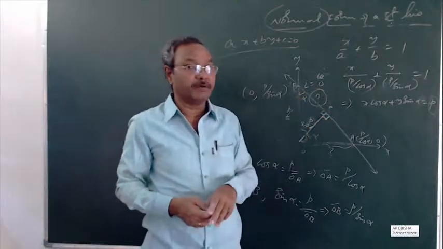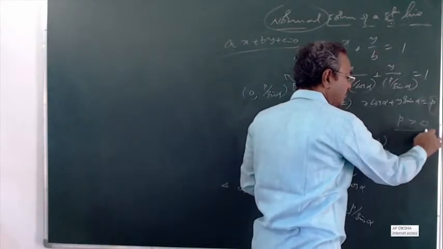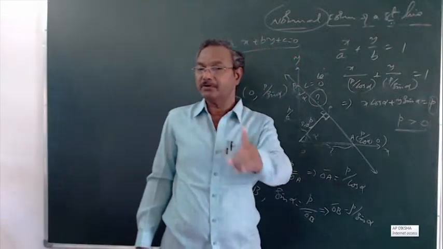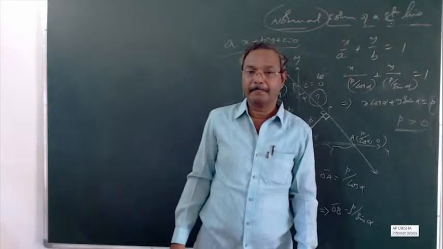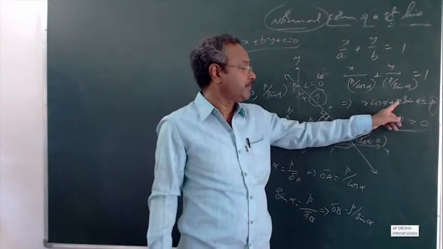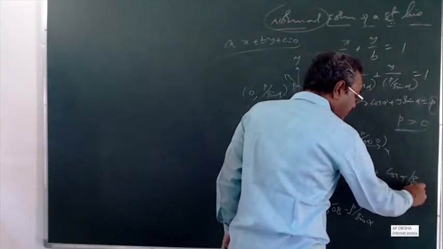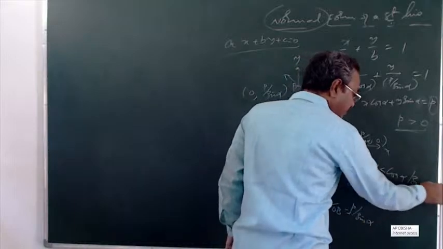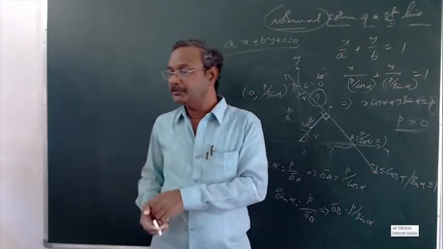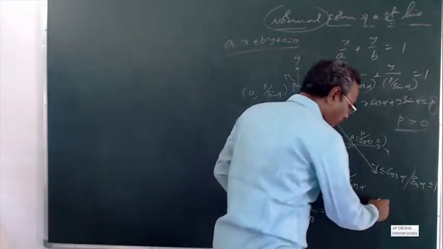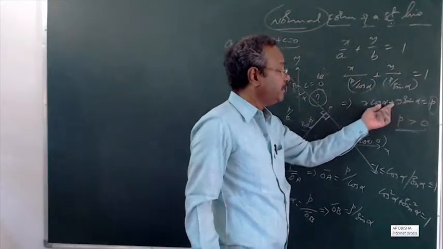This p is the length of the normal or length of the perpendicular. Mind you, the length of the perpendicular p has to be always a positive quantity. Make sure that the quantity on the right side is always a positive quantity. And the coefficient of x should be cos alpha and the coefficient of y should be sin alpha. You know that both cos alpha and sin alpha are quantities between -1 and +1. Moreover, cos square alpha plus sin square alpha should be equal to 1. These are the conditions that have to be satisfied by the numbers.